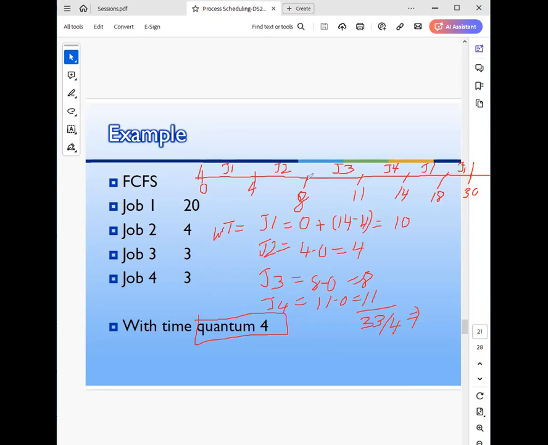See, from 8 to 11, job 3 only 3 milliseconds. So we are not going until 12. We are finishing at 11. Then for job 4 also 3 milliseconds. Out of 4 milliseconds, only 3 needed. So 11 to 14 we calculate. Then afterwards we can give another time quantum, right?